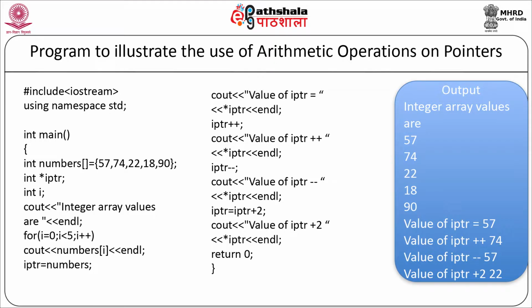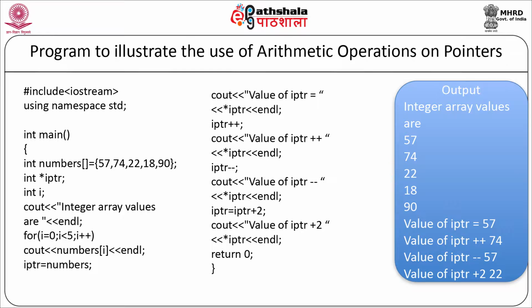Now when the above code is compiled and executed, it will produce the result as follows. First it will display the array elements as 57, 74, 22, 18 and 19. Then it will display the value where we assigned iptr as a pointer to the first element of the array numbers. So the first value it is going to print is 57 on the screen as *iptr. Then we incremented the pointer value by 1, so it will point to the next element, that is element 1 of the numbers array, which is 74. So the next value printed for iptr++ will be 74.